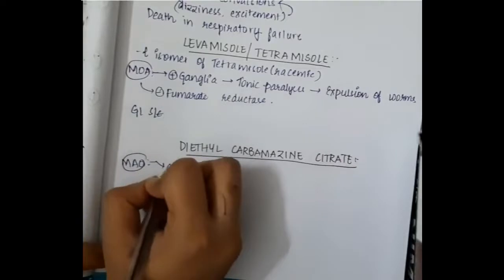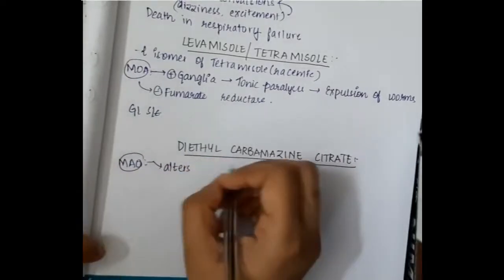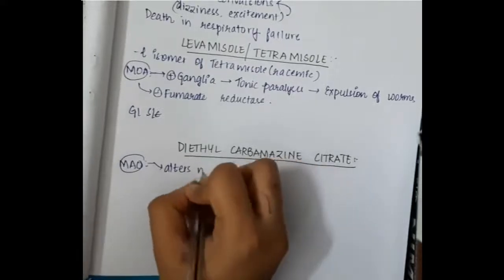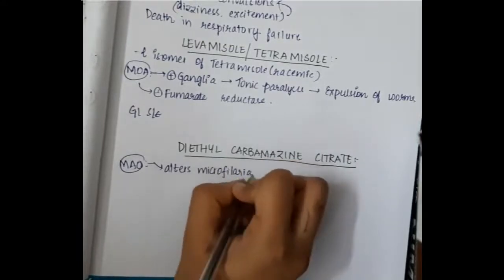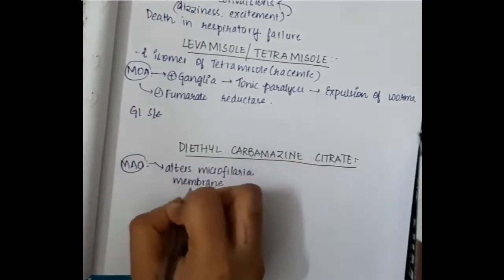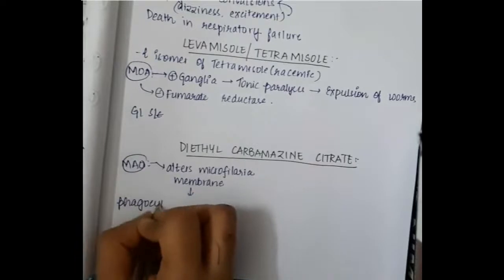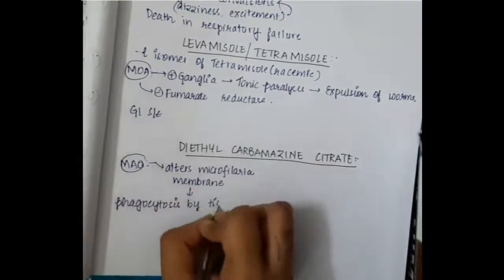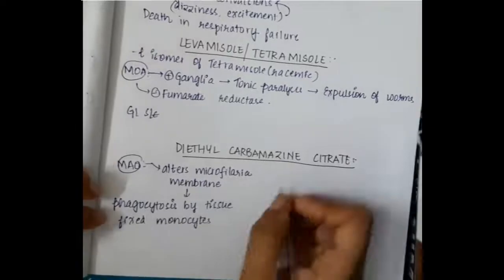Hello friends, let us now learn some important points about diethylcarbamazine citrate. The mechanism of action is this: diethylcarbamazine citrate alters the microfilarial membrane and it causes phagocytosis by tissue-fixed monocytes.